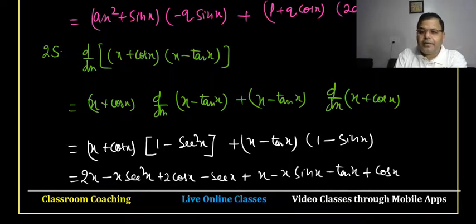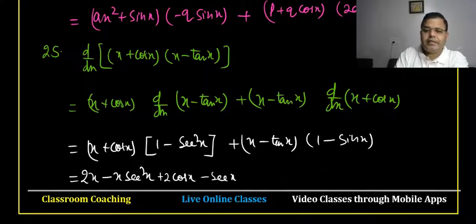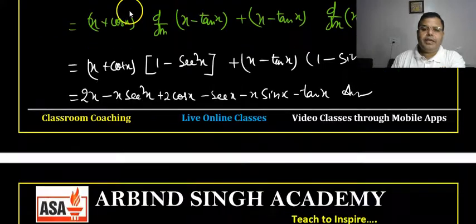And sec x and tan x, x sin x will be there. So this term cancels out, and this will also combine together. Now the rest of the things are left, and that will be the answer. So sec x minus x sin x minus tan x. That will be the answer of the question. I hope you got it. Now question number 26.